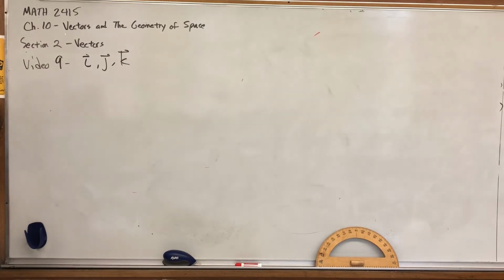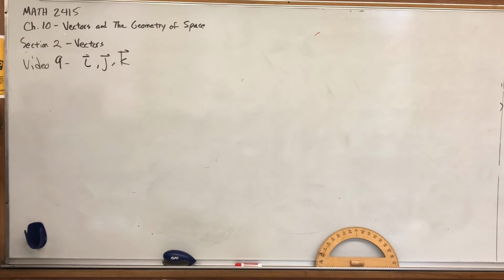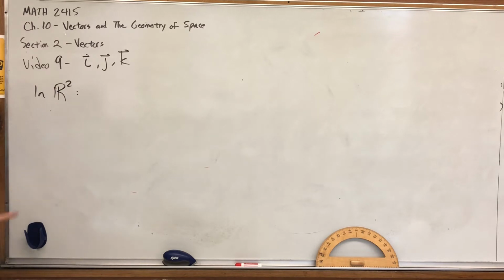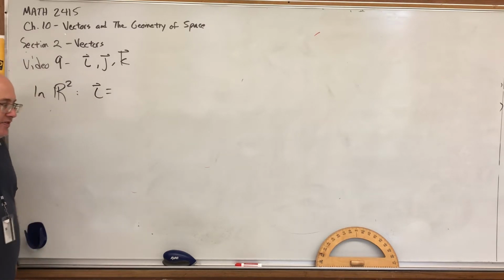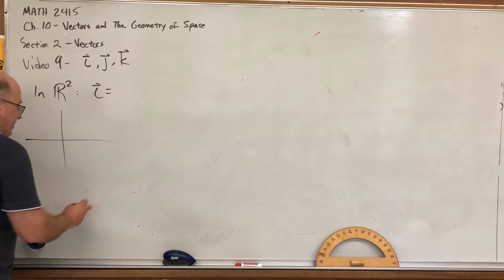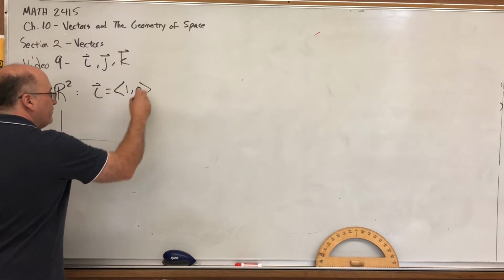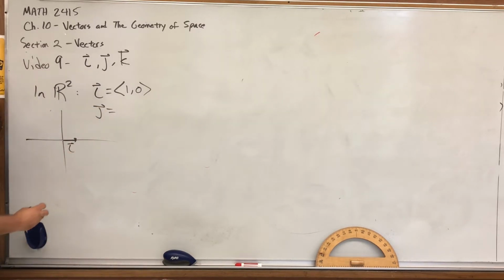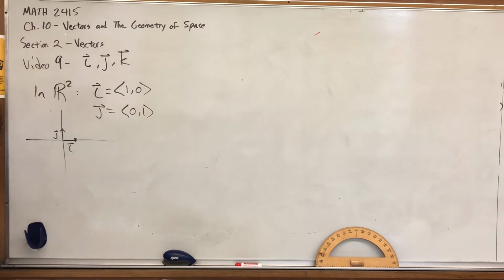I, J, and K are very specific vectors depending upon if you're talking about R2 or R3. In 2 dimensions, vector I is the unit vector in the x direction. In other words, if we're on the x-axis, it says go 1 to the right, and that vector would be (1, 0). Vector J is 1 unit in the positive y direction, and so that vector would be (0, 1). That's all they are.